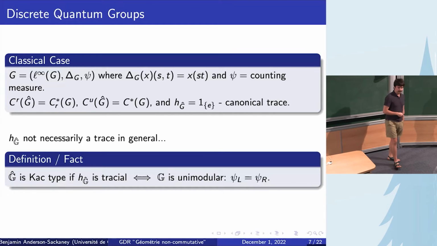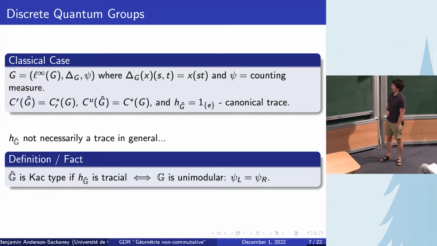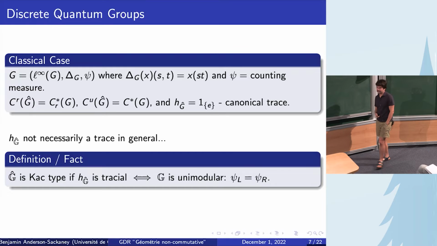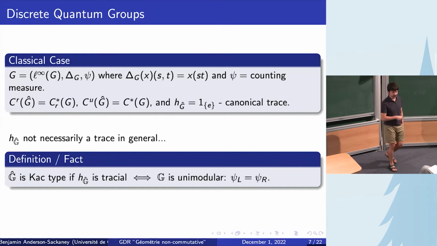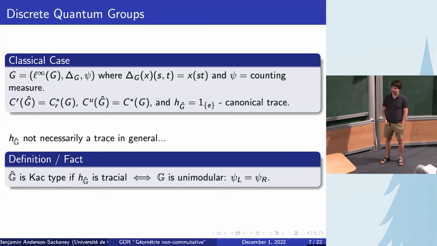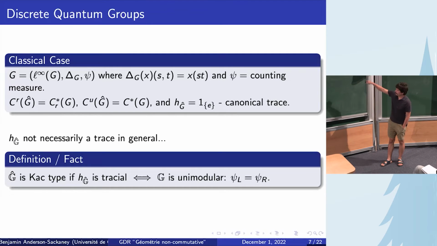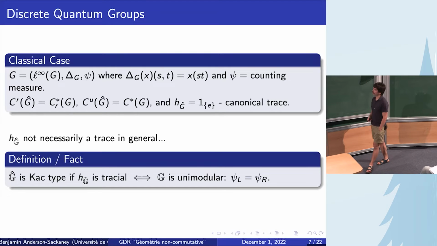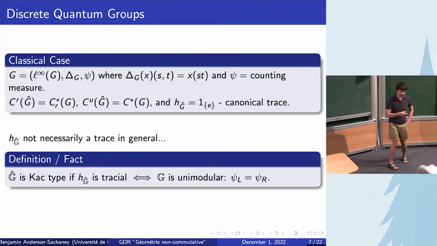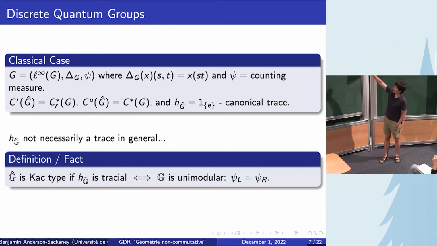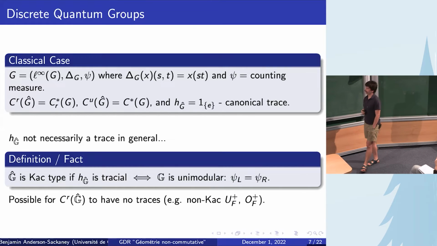So the Haar state in the discrete group case is always tracial, but it's not always tracial in general. And the ones where the Haar state is tracial, we call these Kac-type compact quantum groups. Those are in duality with unimodular discrete quantum groups, and that's where the left and right Haar weights coincide. So that's more reflective of these extra properties that happen with the classical discrete group case.